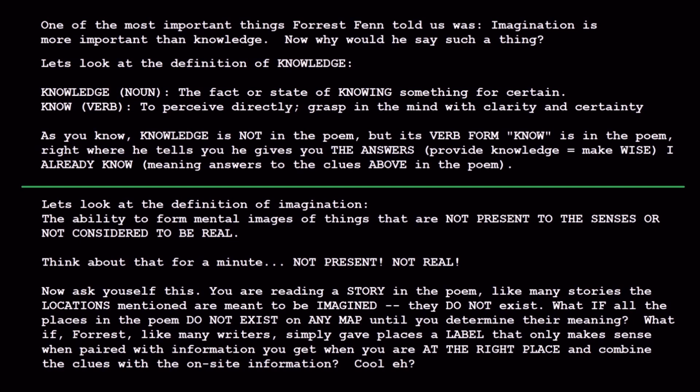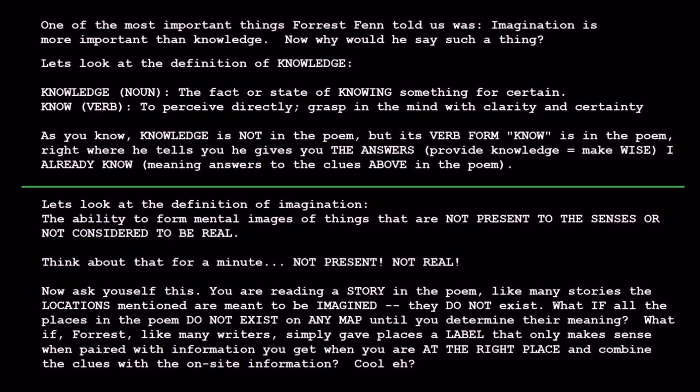They do not exist in all cases. So, what if the places in the poem do not exist on any map until you determine their meaning by analyzing the poem and understanding the word usage and breaking everything down, as I'm going to do in the next video? What if Forrest, like many other writers, simply gave places a label that only makes sense when you pair them with the information you will get when you arrive at the correct place and combine the clues with the information on site? That would be pretty cool, huh?